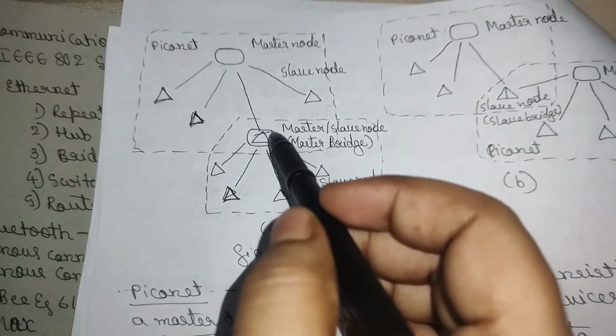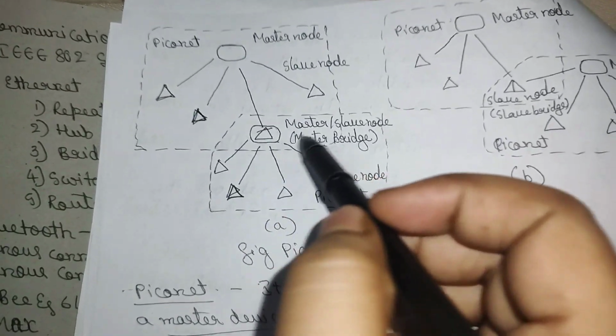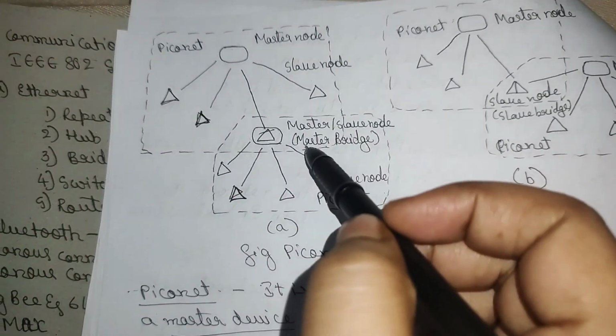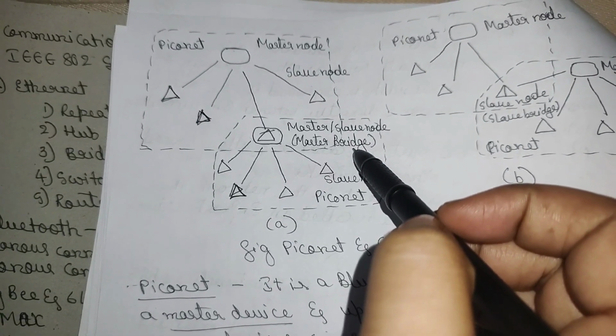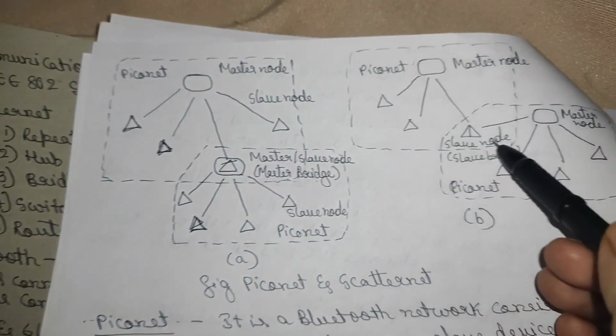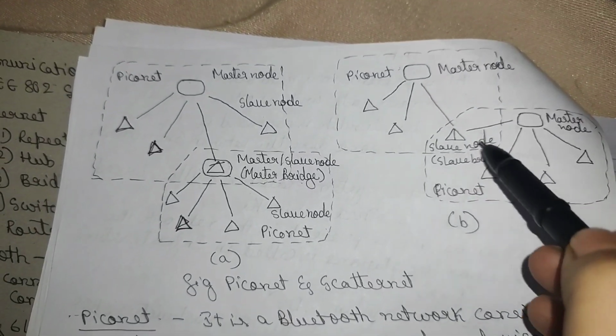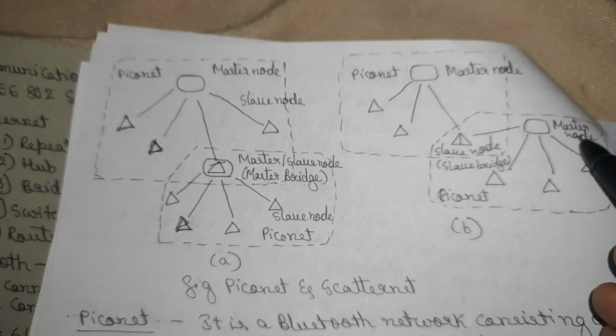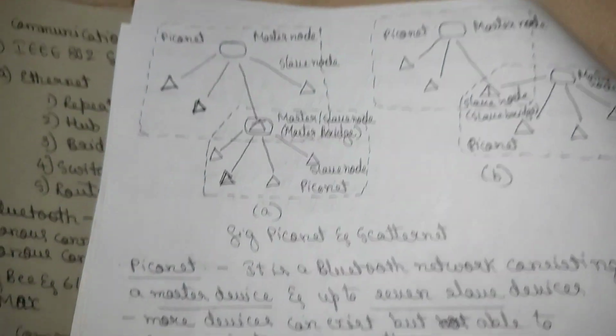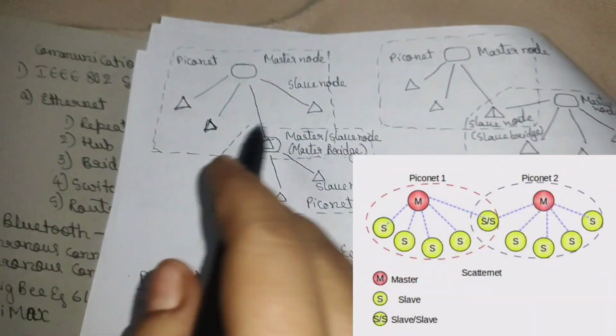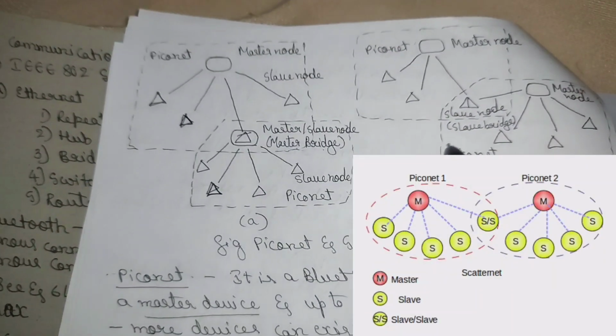So here master node and slave node, it is mixed. A master or slave node is called a master bridge. Here you can observe this is a slave node, it is a slave bridge. Here a separate master node is there. So this is the Piconet, this is the Scatternet.